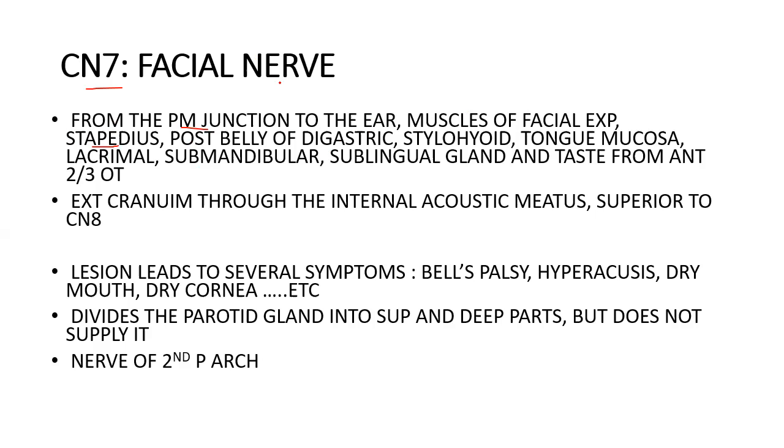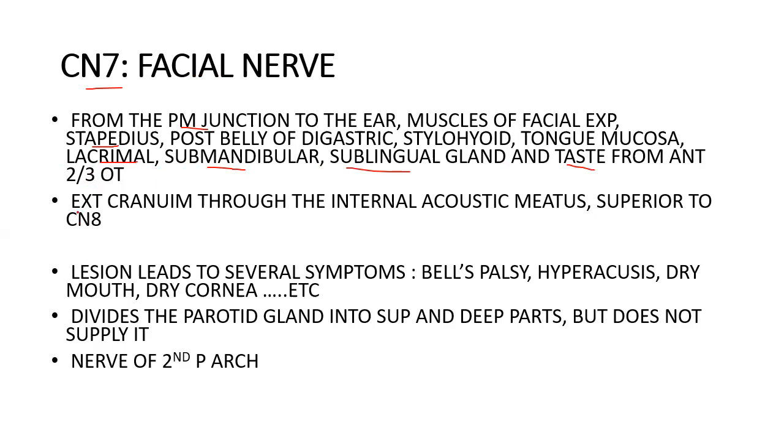We'll talk in detail about it in our second series. It also supplies the posterior belly of the digastric muscle. We'll talk about the digastric muscle when we talk about the muscles. It supplies the stylohyoid muscle. It also supplies the tongue mucosa, right? It takes taste from the tongue and supplies glands: the lacrimal gland for crying, the submandibular gland for salivating, the sublingual gland for salivating, and also, like I said, taste from the anterior 2/3 of the tongue. So always remember that the taste of the anterior 2/3 of your tongue is carried by the facial nerve.